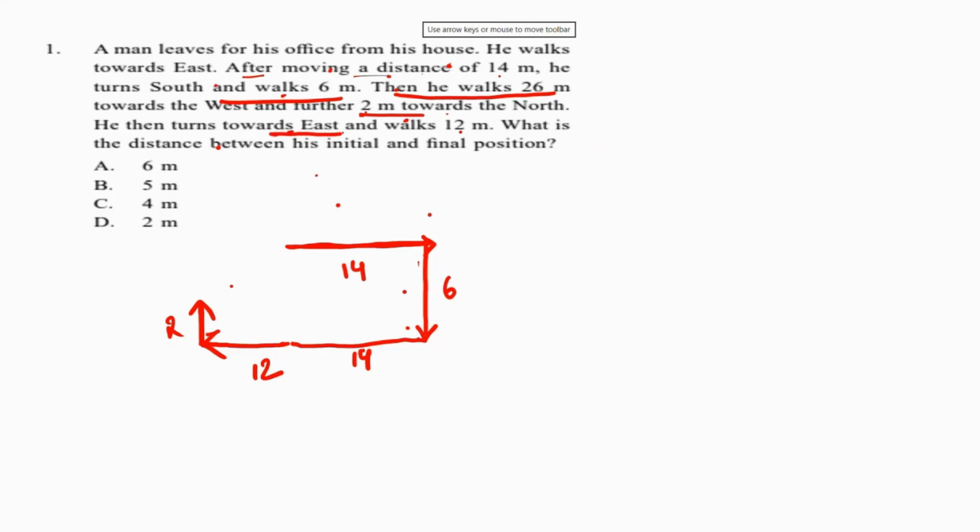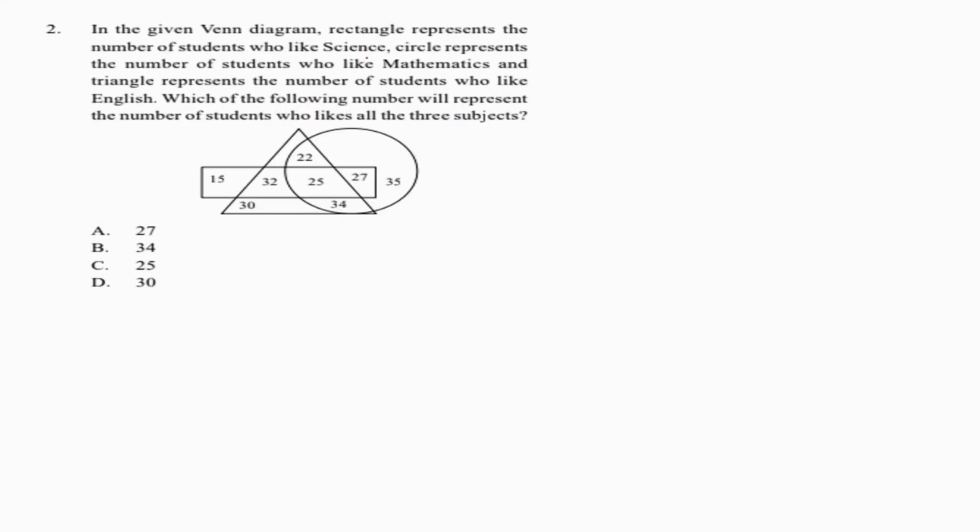He then again turns towards the east and walks 12 meters, which would be parallel to this because this was 14 meters so far. What is the final distance between the initial and final point? He was here, he's here right now. So it is a distance of 6 minus 2, that's 4 meters. Option C.